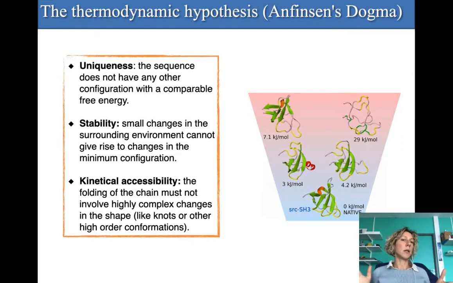Another hypothesis is that it should be stable, so small changes in the surrounding environment should not completely make it switch to another structure. And it should be accessible kinetically, so the folding of the chain must not involve highly complex changes in the shape, like, for example, knots.